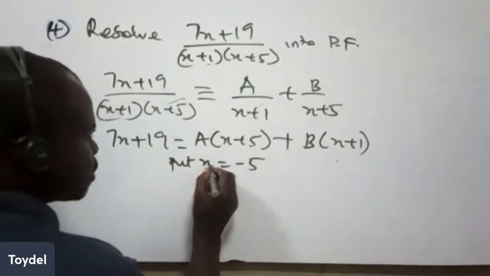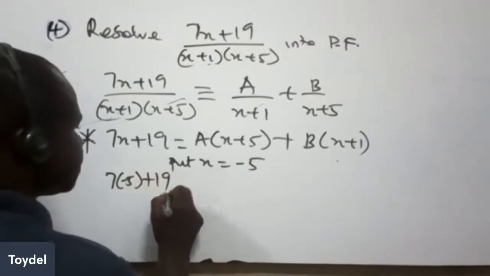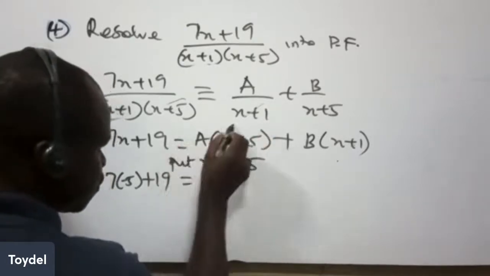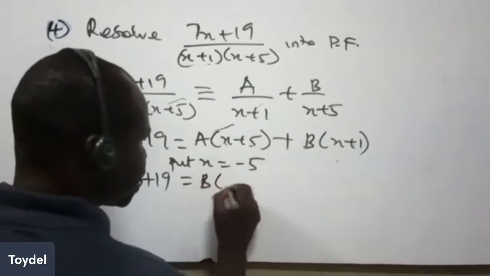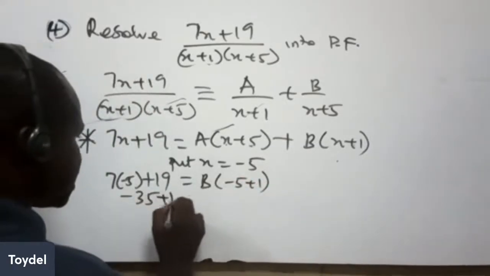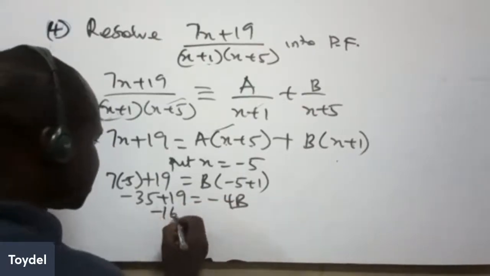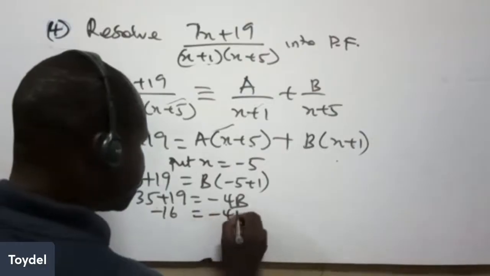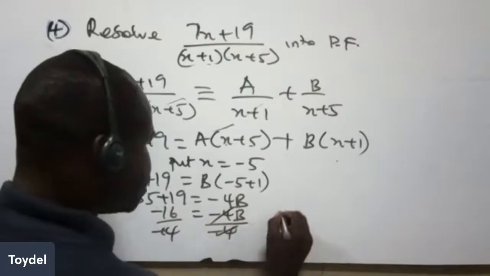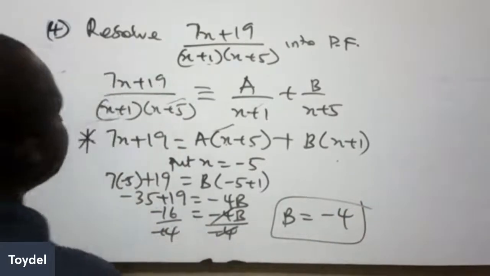So when I put x equal to minus 5, I'm going to have 7 into bracket (minus 5) plus 19 to be equal to, minus 5 plus 5 is 0, so this one will vanish. Then I will only have B into bracket (minus 5 plus 1). Then this is minus 35 plus 19 will be equal to minus 4B. So this will give us minus 16 equal to minus 4B. Let's divide both sides by minus 4. So B will be equal to minus 4. So we have gotten the value of B. B is equal to minus 4.